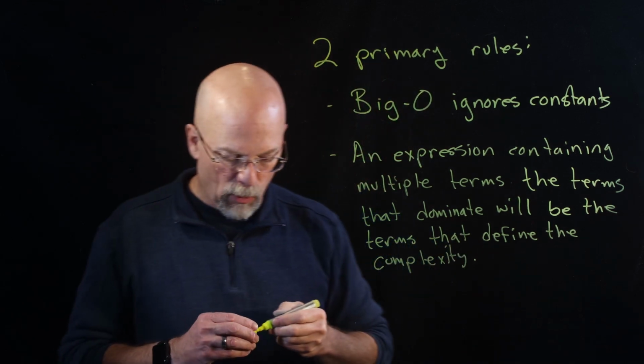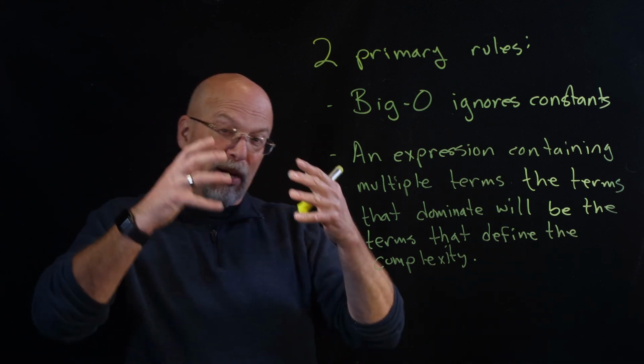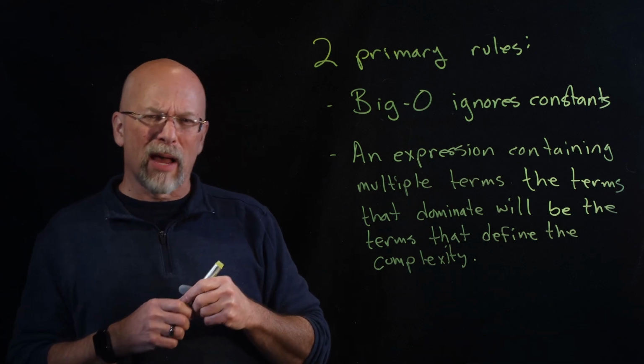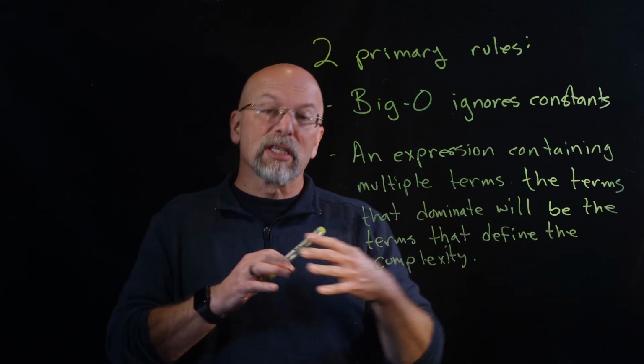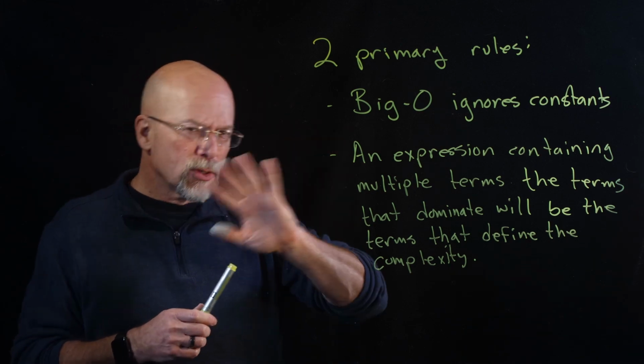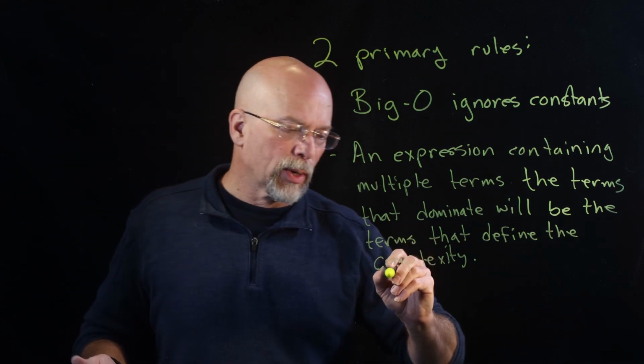What do I mean by that? Well, what I mean is that we showed before, if you've got a bunch of different processes, and they all add up to a complex expression, the terms that represent greater complexity or greater growth of complexity actually hide or get rid of the other terms. Let's do a quick example.